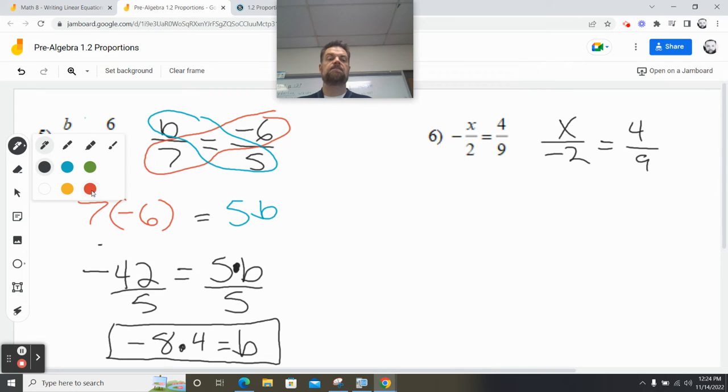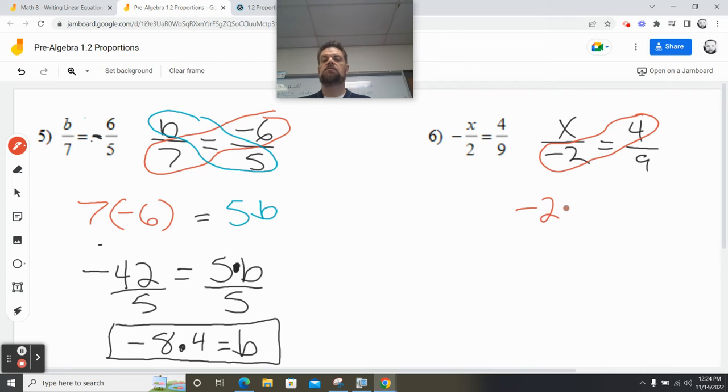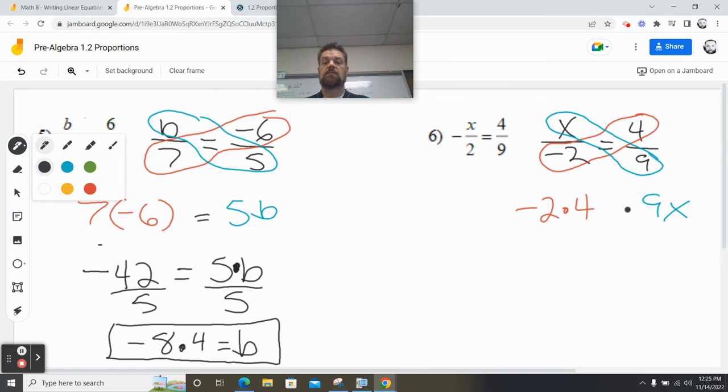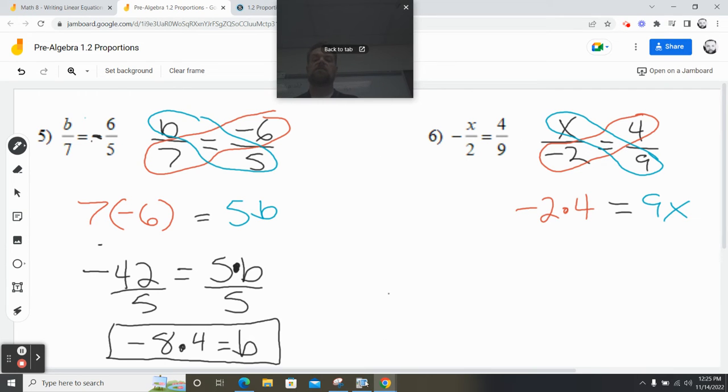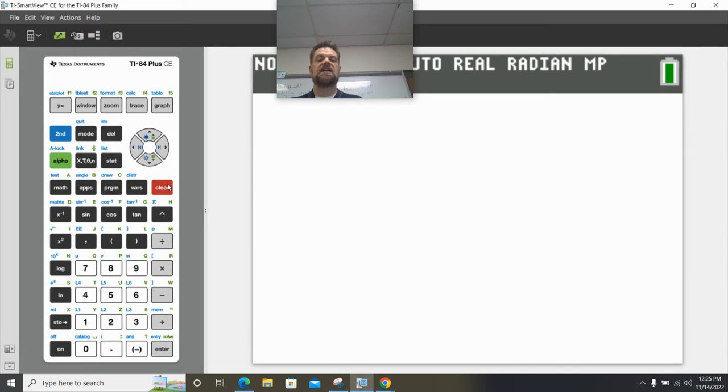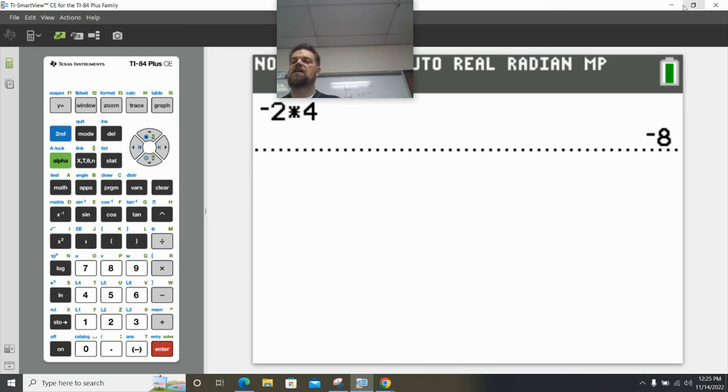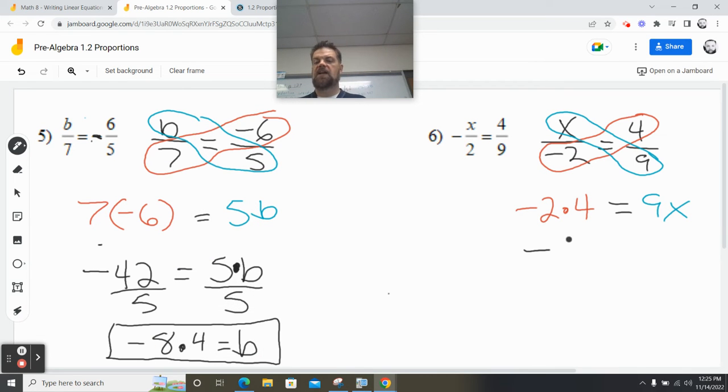Okay. Same thing we've been doing. We're going to cross multiply negative 2 times 4. And we're going to set that equal to 9 times x. Okay. What's negative 2 times 4? Yeah, but let's assume Mr. Adams has no clue. Well, I got this handy dandy fancy calculator. I'm going to say negative 2 times 4. Now I know for sure it's negative 8. See how I did that? So I'm going to put negative 8 here. And I've got 9 times x.